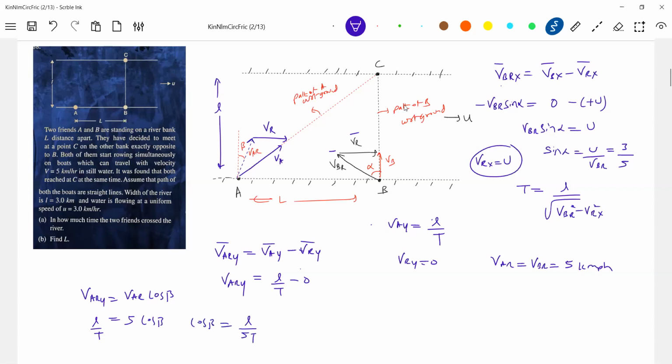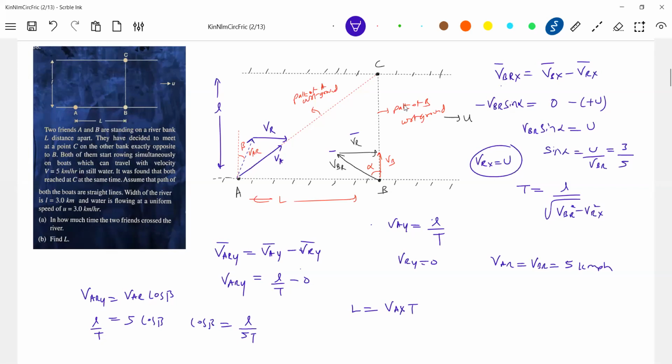Why are you finding cos beta? Now I can calculate the L. So we'll determine the time taken to have a displacement L. So shall we say this L is a drift? L is a drift. So for the drift, what happens? The x component of that. So this L should be equal to what you should write? VAX into T.